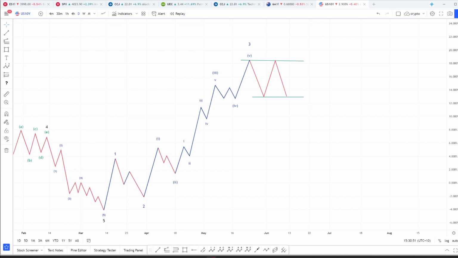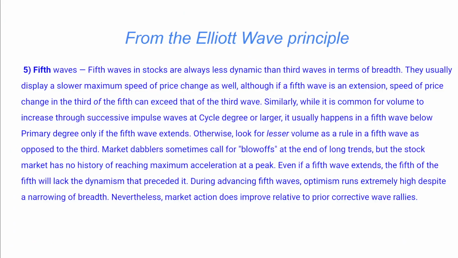Now let's look at wave five. Fifth waves in stocks are always less dynamic than third waves in terms of breadth. They usually display a slower maximum speed of price change as well, although if a fifth wave is an extension, speed of price change in the third of the fifth can exceed that of the third wave.